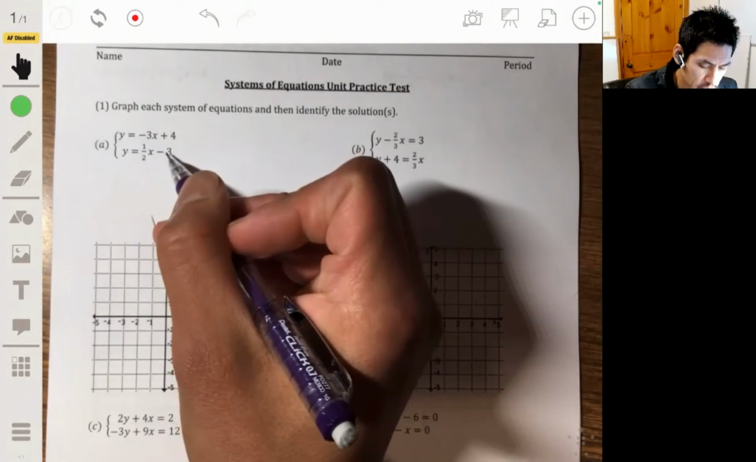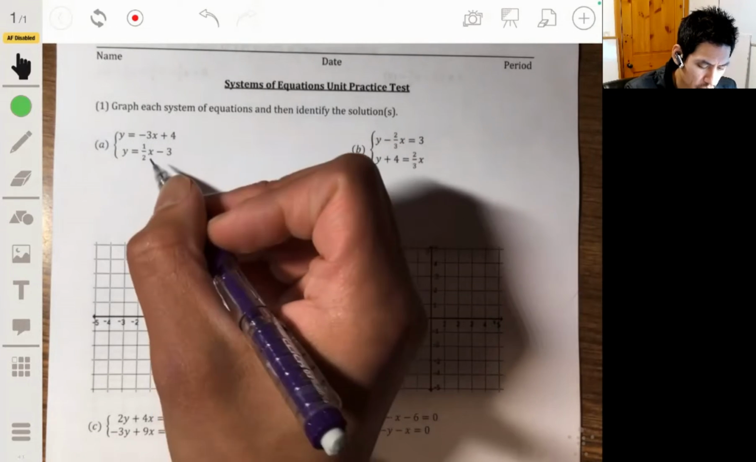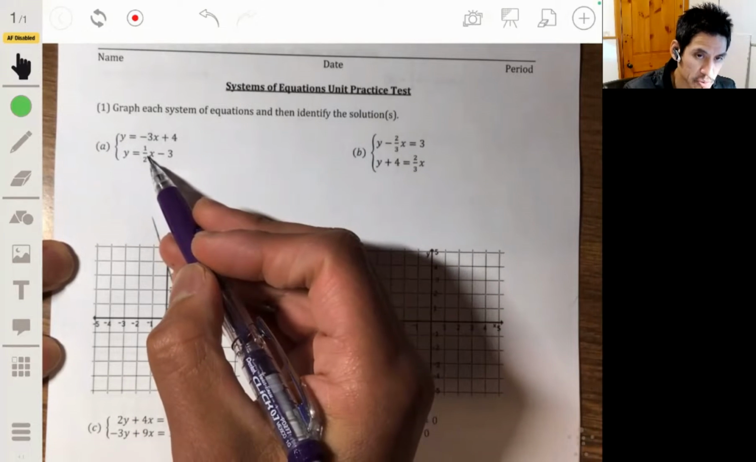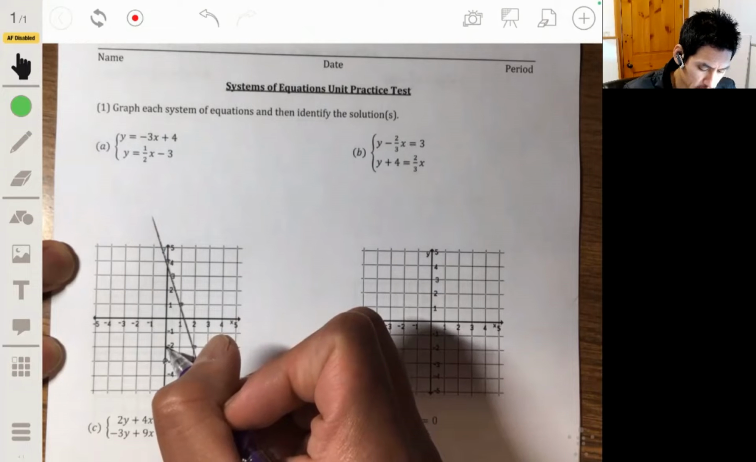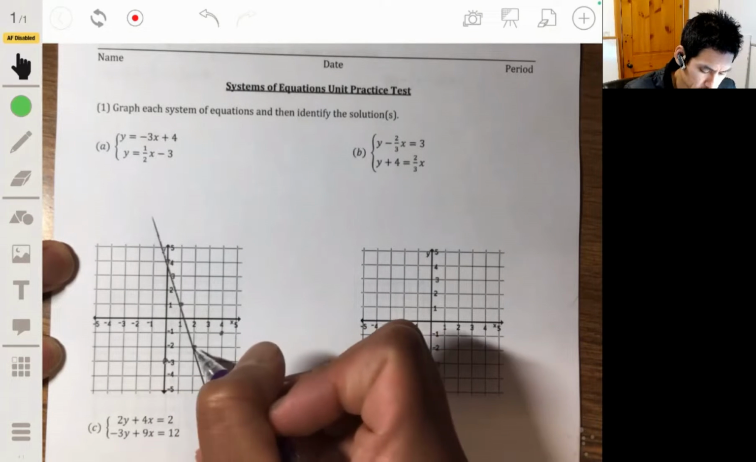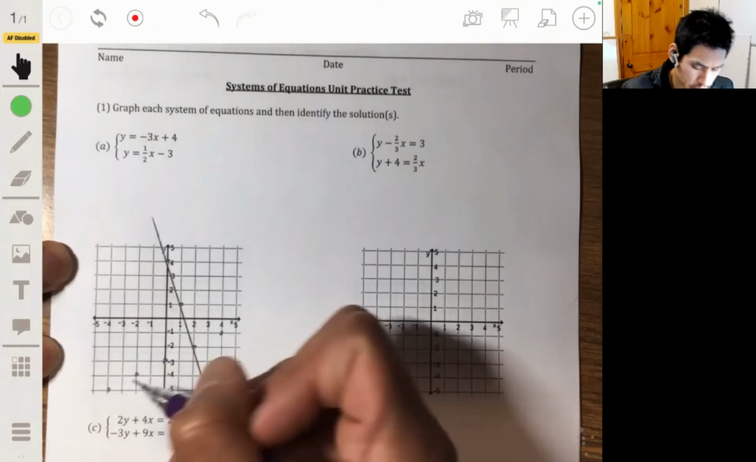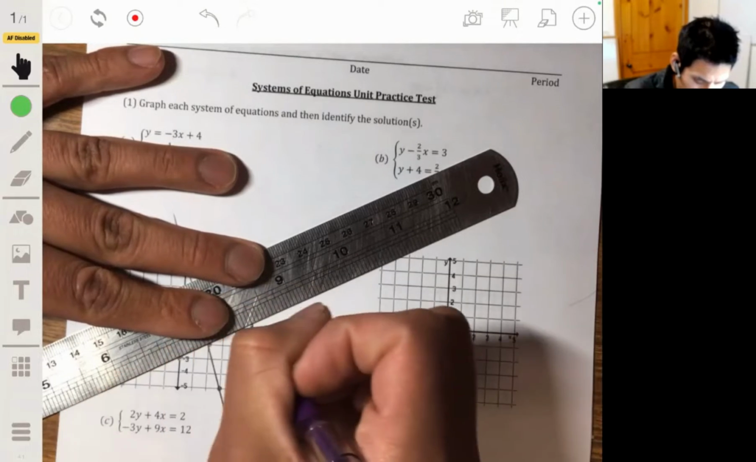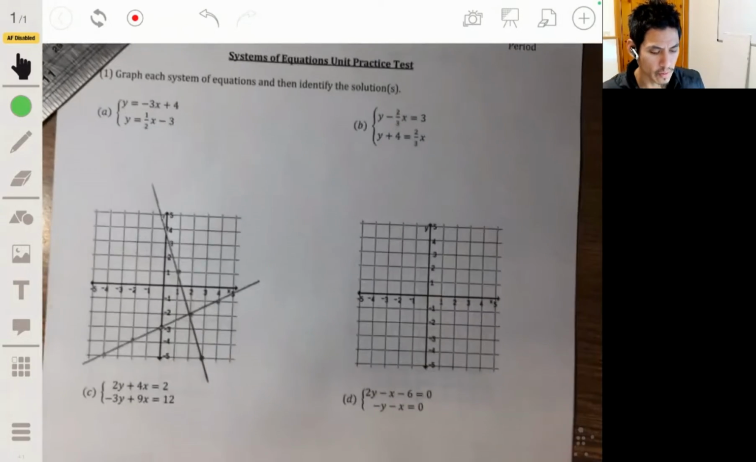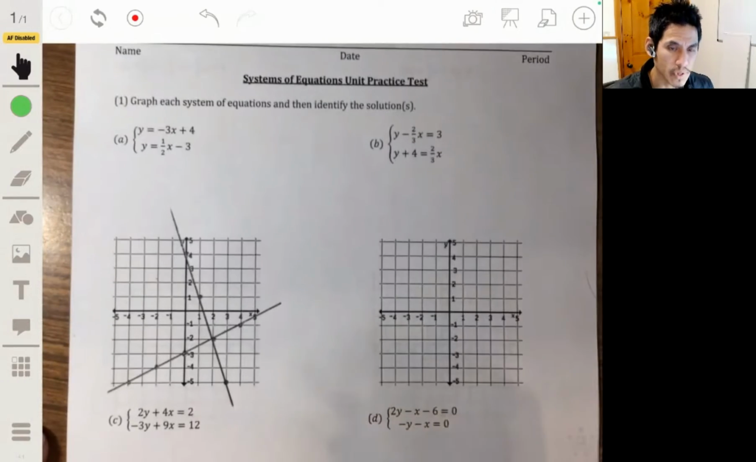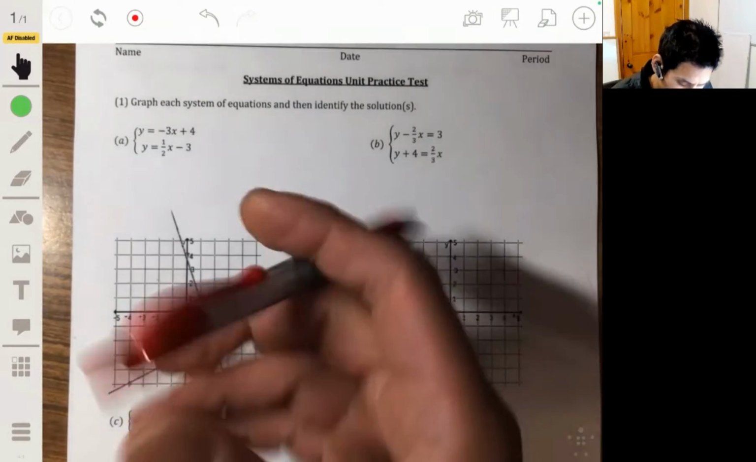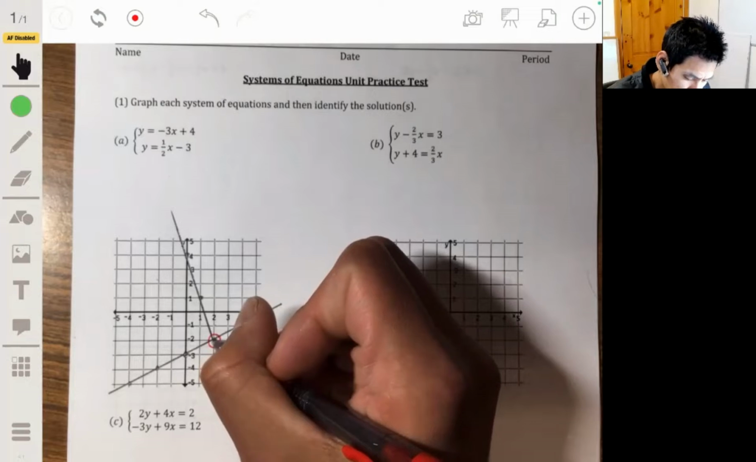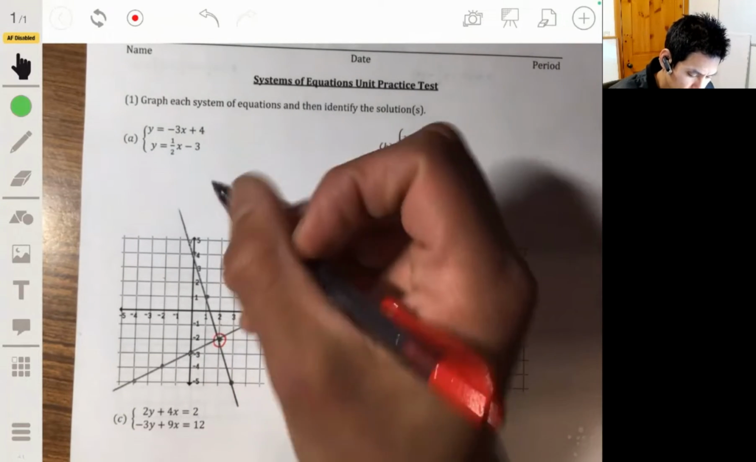Next, we have y is 1/2 x minus 3. Y-intercept is negative 3. So I go to the y-axis, plot a point at negative 3. Slope is 1/2. So going up 1 and to the right 2, up 1 to the right 2. And you can see that they intersect over here. I didn't draw my line perfectly. Need to work on that. But they would intersect at this point 2, negative 2. So that's your solution.